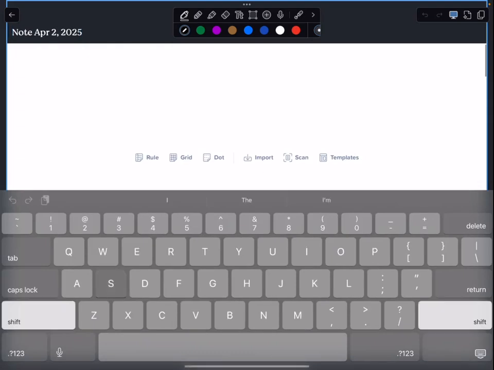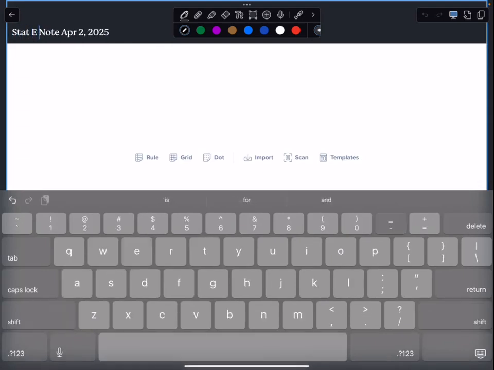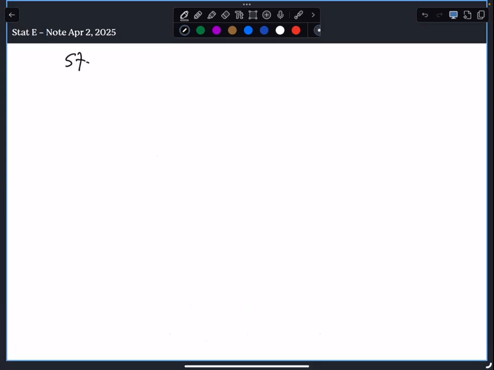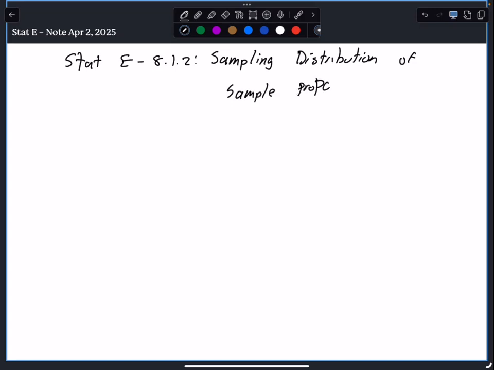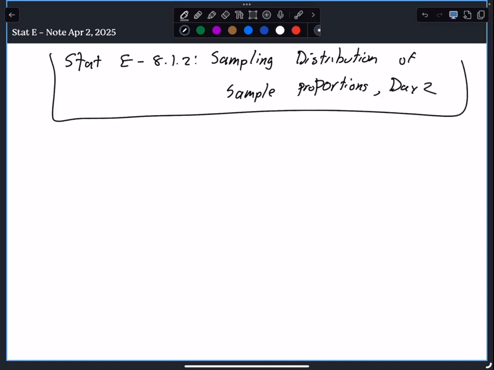Stat E 8.1.2, sampling distribution of sample proportions, day 2. Disclaimer.